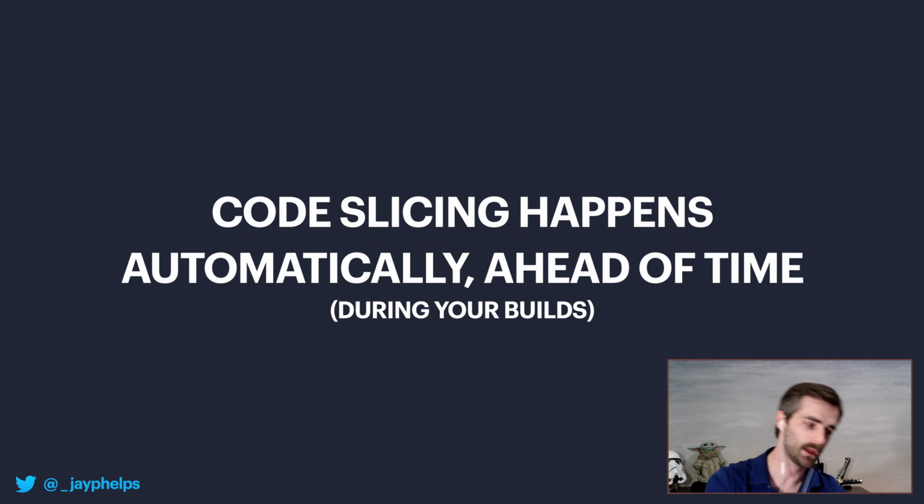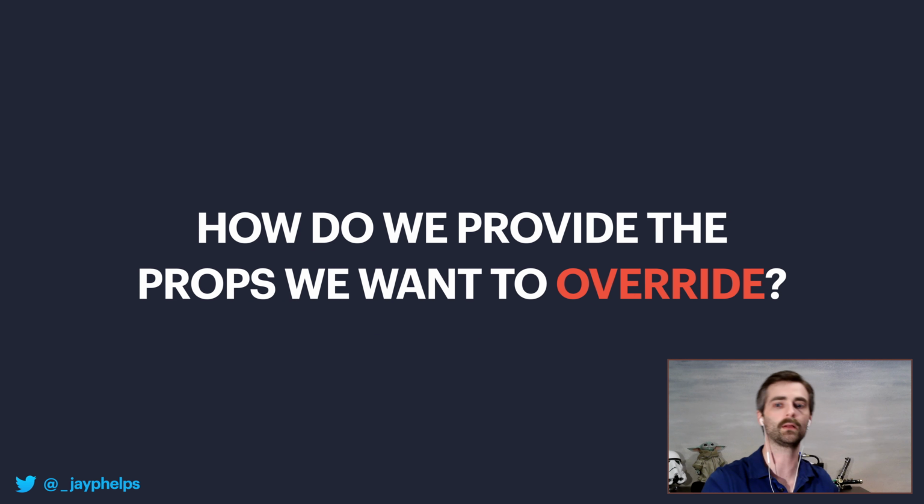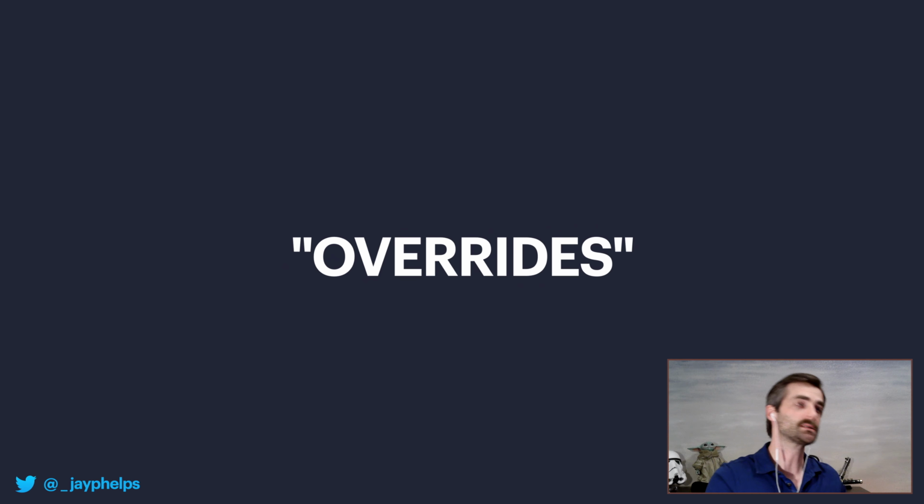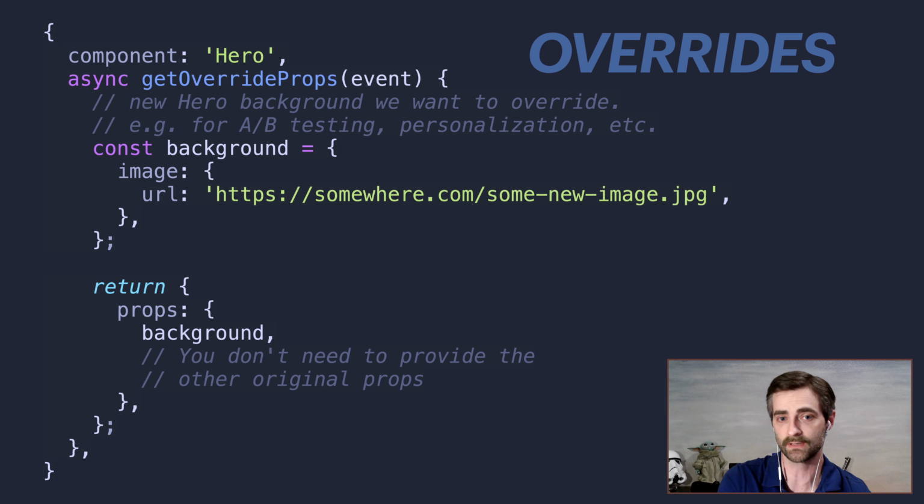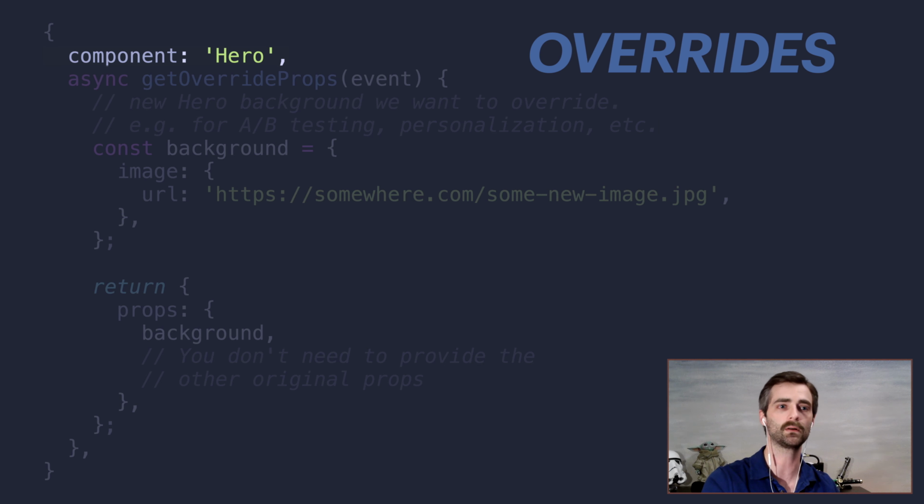Okay, that's great. But the mental model of overriding props means that I need some new props to override, right? How do I provide those new props? Well, we came up with this concept called an override, which I think is probably aptly named. And this is what an override looks like for that background. And I'm just going to kind of step through it real quick. So you provide what component you want to override. In this case, it's by name. So you say hero, the hero component is what I want to override.